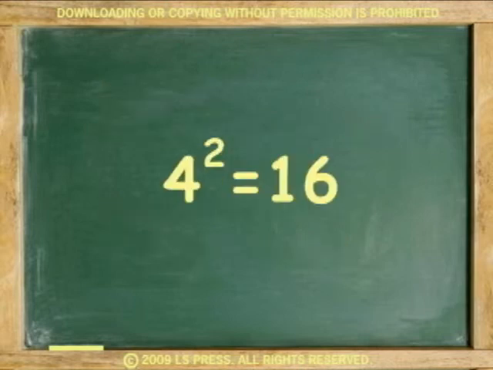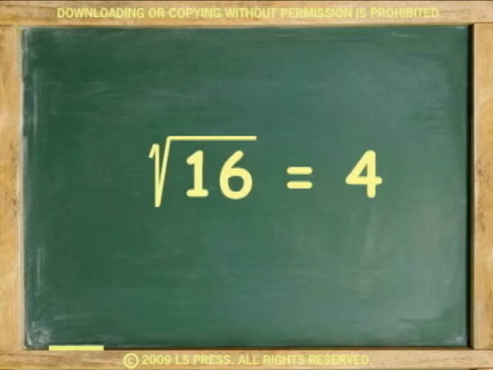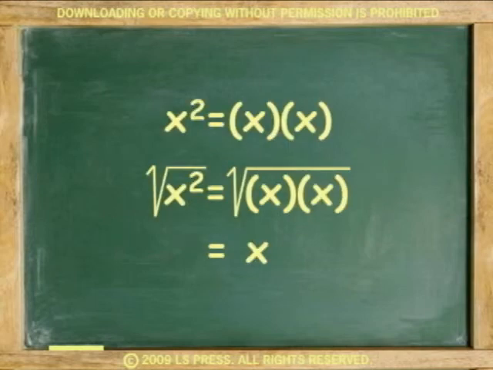To wrap up this thing on inverses, we say that 4 squared equals 16. And then, of course, the square root of 16 is 4. And x squared equals x times x. And then the square root of x squared is the square root of x times x, or just x.